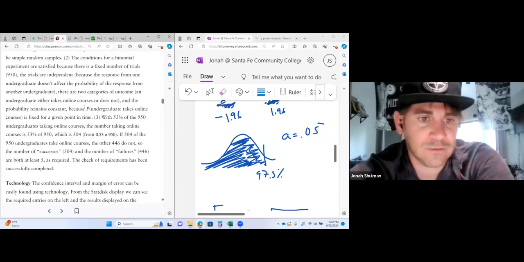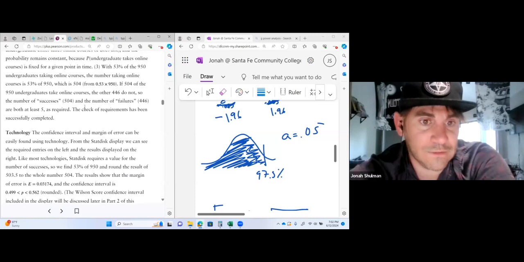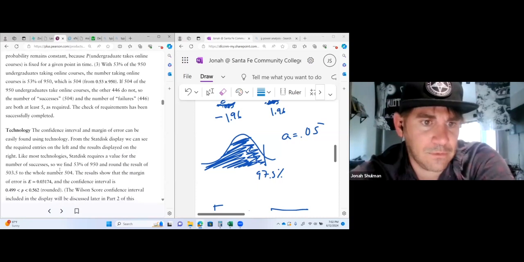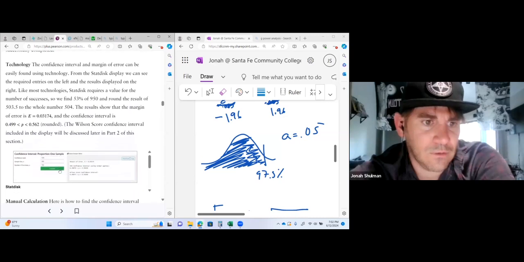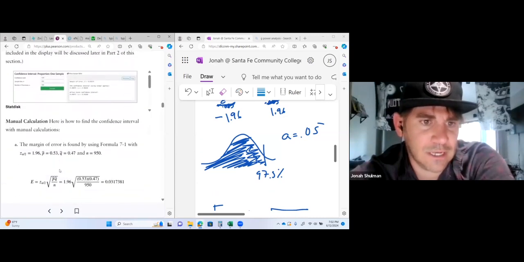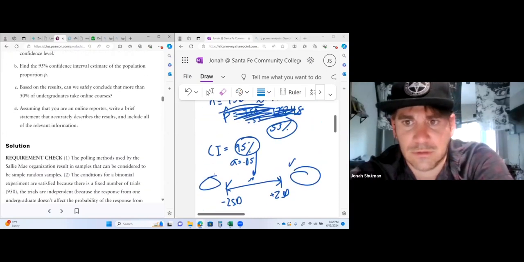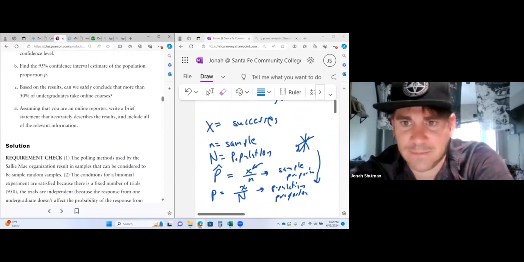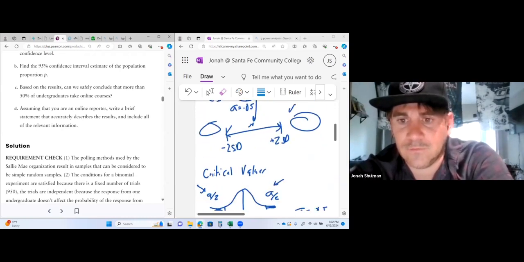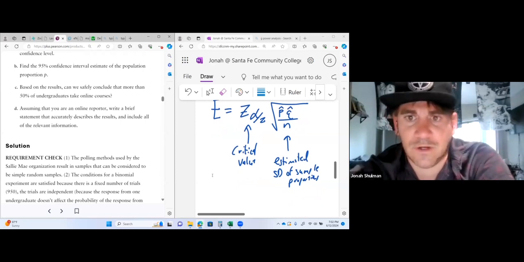So now all we have to do is get the technology, okay? We have to figure out what this is. So they say StatDisk, but are we going to use StatDisk? I don't want to use StatDisk. I want to use our brains, because every time I try to use StatDisk, it never works. So we're just going to do the formula. The formula is not crazy. We just need the E. Once we get the E, we're fine.